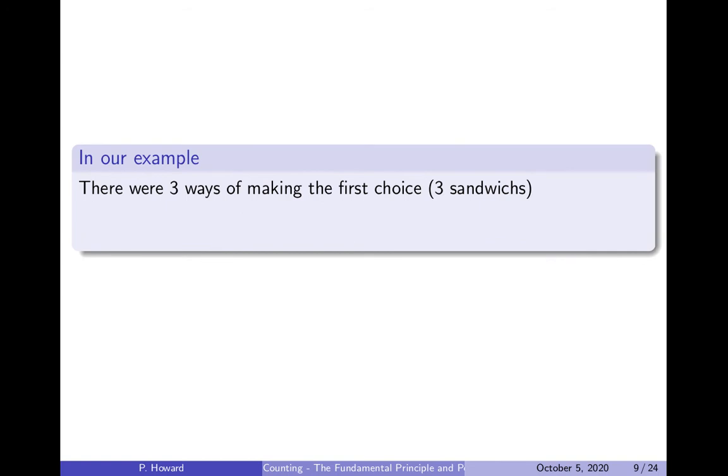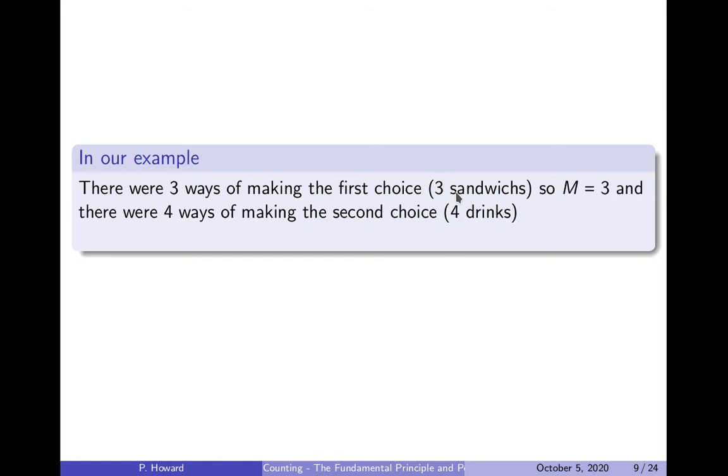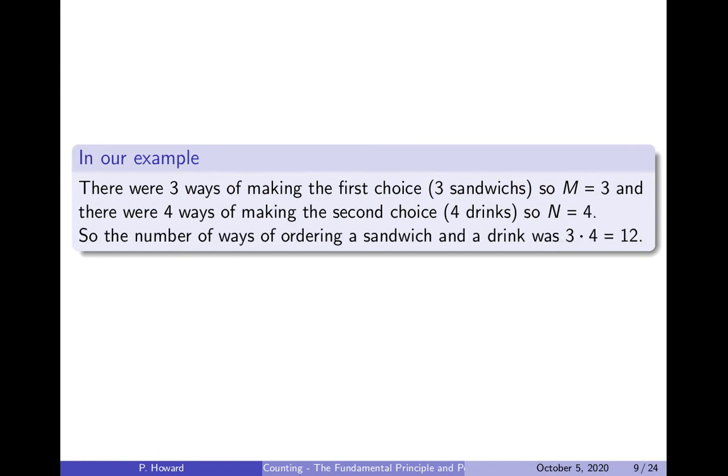So in our example, there were 3 ways of making the first choice, the 3 sandwiches, so m was 3. There were 4 ways of making the second choice, the 4 drinks, so n was 4. So the number of ways of ordering a sandwich and a drink, of doing both of those things, was 3 times 4.